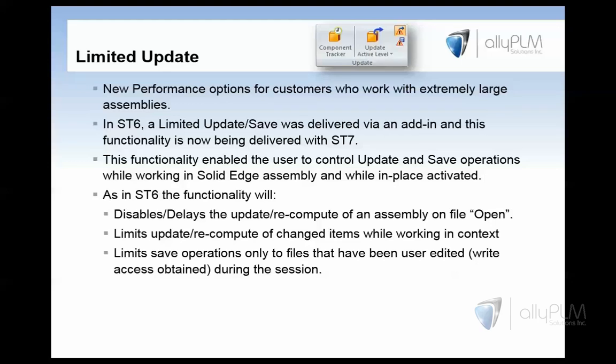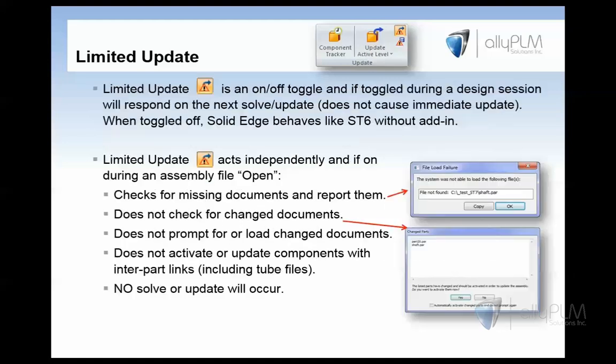What the functionality does is disable or delay the update or recompute of an assembly on file open. It also limits the recompute of changed items while working in the context of an assembly. It also limits save operations only to files that have been user edited during the session. Limited update is an on and off toggle, and if toggled during a design session, it will respond on the next solver update.